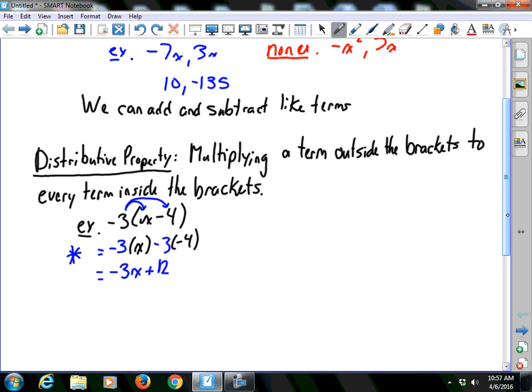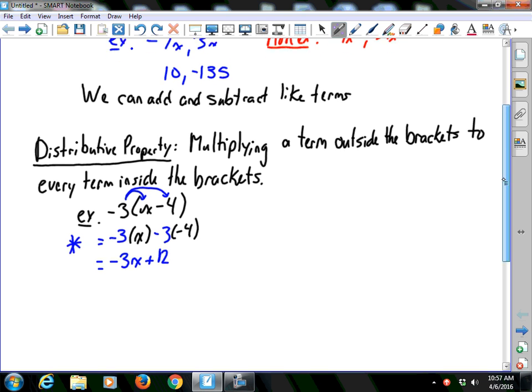So when you take negative 3 times x, you get negative 3x, and negative 3 times negative 4 is positive 12. The reason why this step is starred is because it's unnecessary. You do not have to write this. I'm just explaining how the distributive property works. Okay? So now let's look at trying to solve for x using multiple steps and these properties that we just talked about.